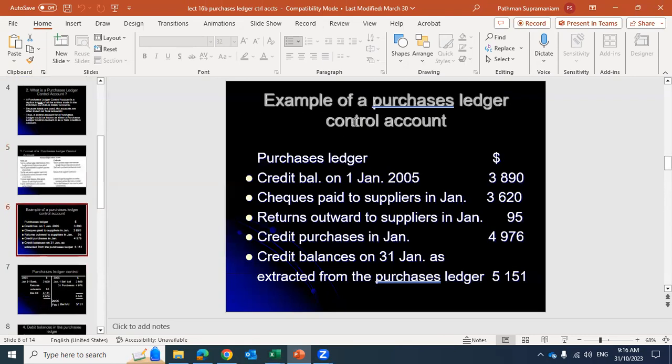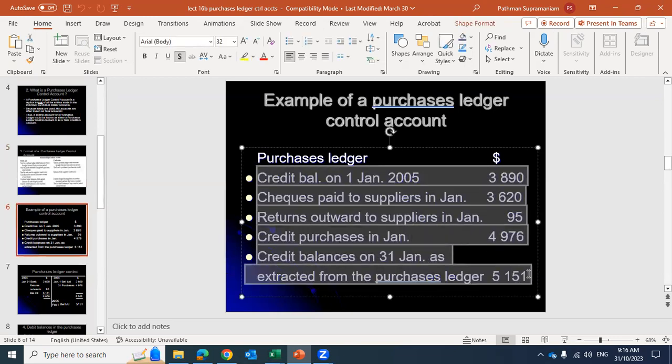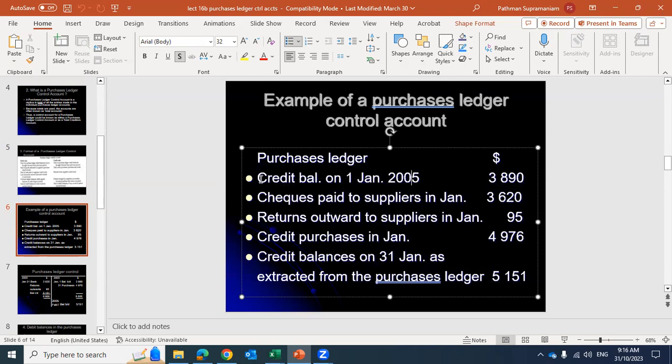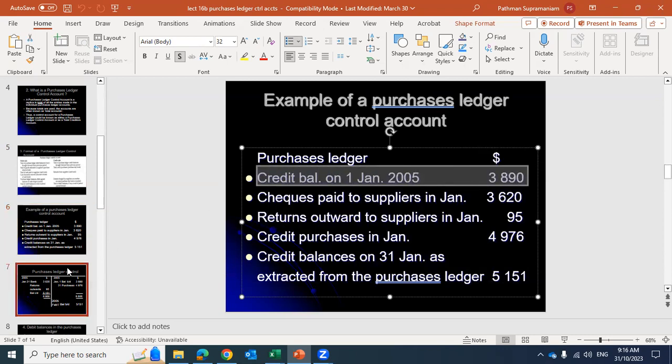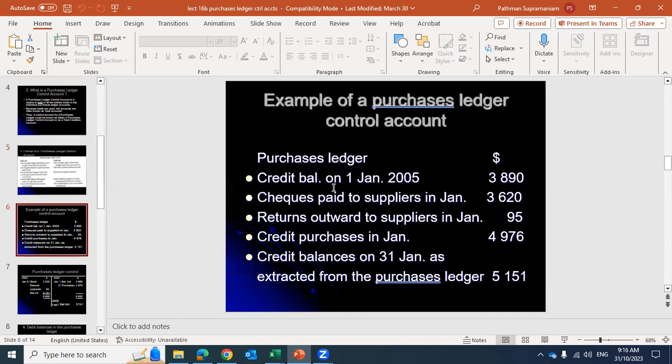Here's an example of a question. All we need to do is put down these amounts on the correct side of the purchase ledger control account. Let's start with the opening balance. The opening balance should be placed on the credit side, unless it is indicated that it's a debit balance. If nothing is indicated, then we usually place it on the credit side.